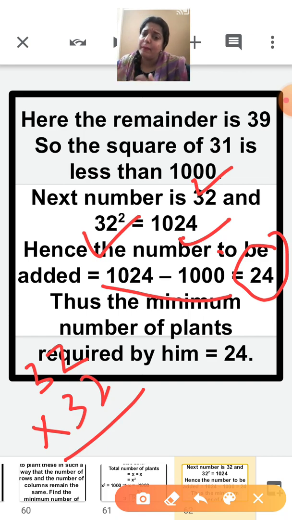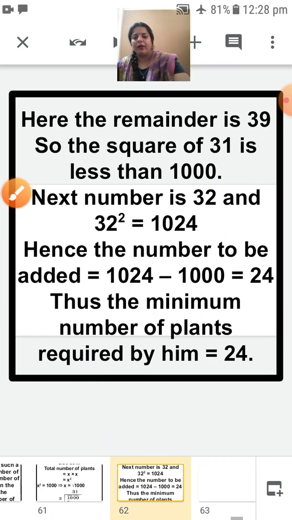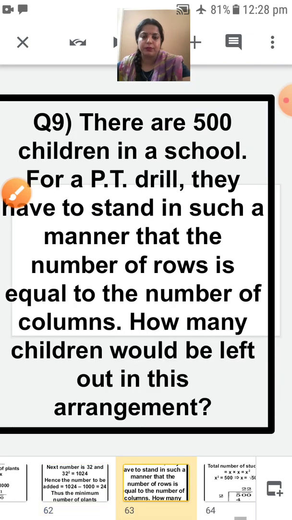This concept is similar to the concept which we started in this video. The concept was that the number is not a perfect square, we know that, but we have to make it a perfect square by adding. With the same concept, we have solved this question also. Okay, now let's see what is there in the next question.